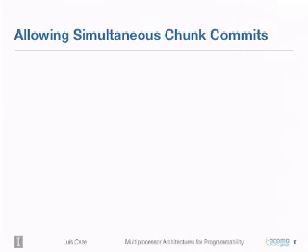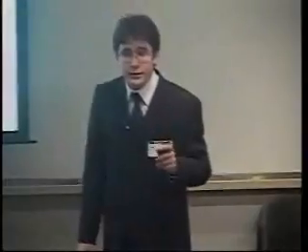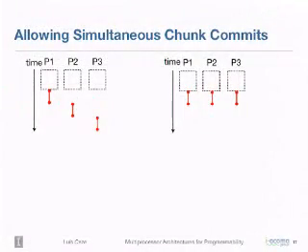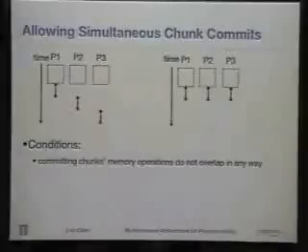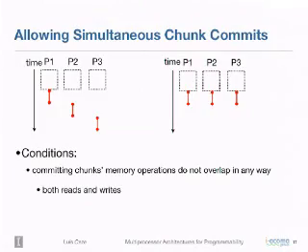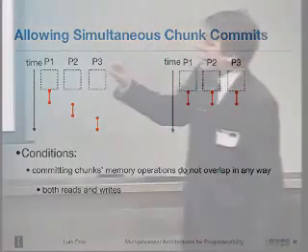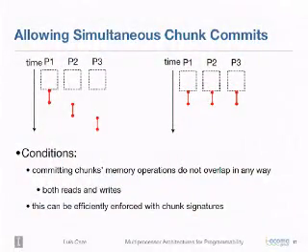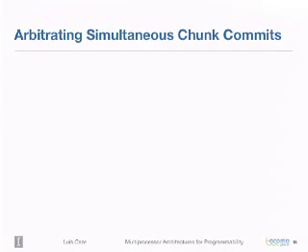Now, let's see how we can allow simultaneous chunk commits and still preserve global order. So here's what we had before naively, only one chunk is allowed to commit at a time, and this is what we want to do. But in order to do that, we have to obey one condition, which is that the committing chunks' memory operations do not overlap in any way. If we allow these 3 chunks to commit at a time, they can't be touching the same memory positions, both for reads and writes. I'll show that this can be efficiently enforced with chunk signatures again. The signature describes what a chunk read and wrote, so I can use the same operations to determine when this condition is being satisfied. So let's see how we do that.